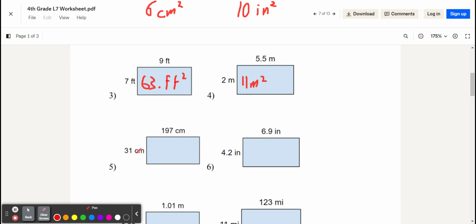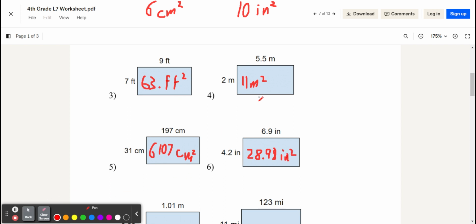And here we have 31 times 197. If we do some math, we'll find that that's 6,107 centimeters squared. For our next problem, we have 4.2 inches times 6.9 inches, which will give us 28.98 inches squared.